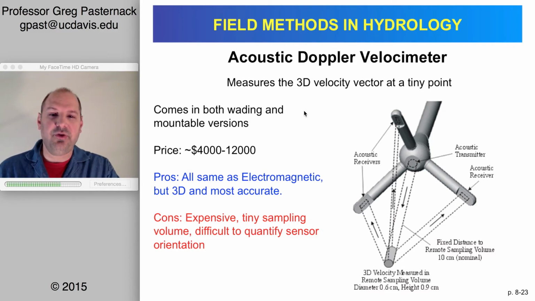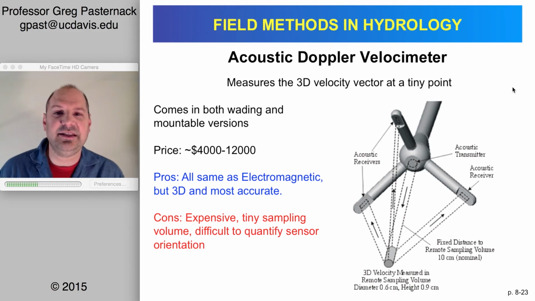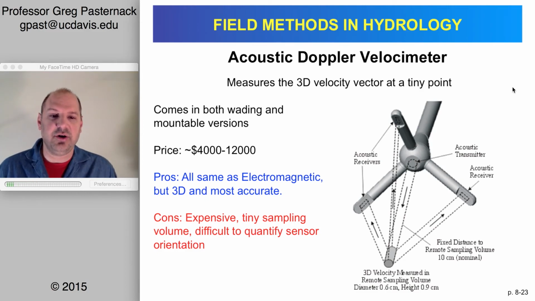And this comes in both a weighting version, and I've got a few of those for use in class, as well as one that you can just mount on a stick that you can use in a flume or in a permanent installation on a hydraulic structure. And these sensors can be anywhere from $4,000 to $12,000.